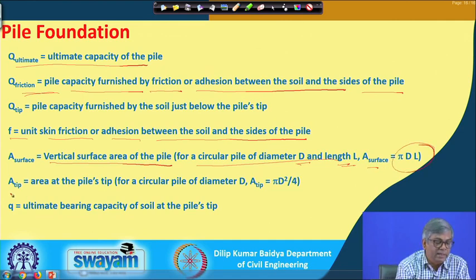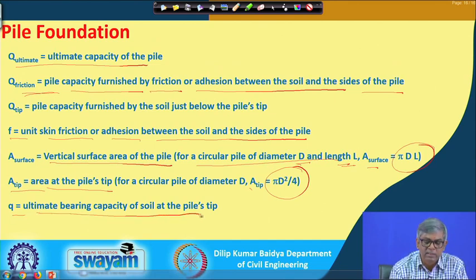And A tip is the area of the pile's tip, that means the bottom of the pile. If it is a uniform cross section throughout the length of the pile, then A tip will be nothing but pi d square by 4, the cross sectional area of the pile. And Q is the ultimate bearing capacity of the soil at the pile's tip.